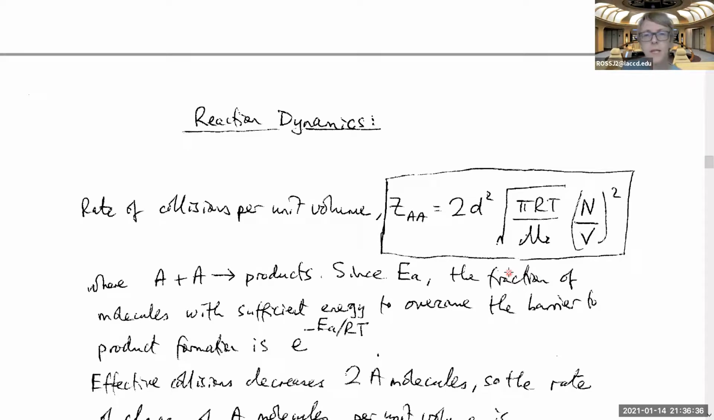Okay, reaction dynamics. Now we're going to look at the latter formulation of Z, where we have a collision between 2 A molecules. So it's reiterated here for convenience. The rate of collision per unit volume between 2 A molecules, ZAA I've called it here, is twice the radius of A multiplied by the radical of pi RT over the molar mass, multiplied by N over V squared.